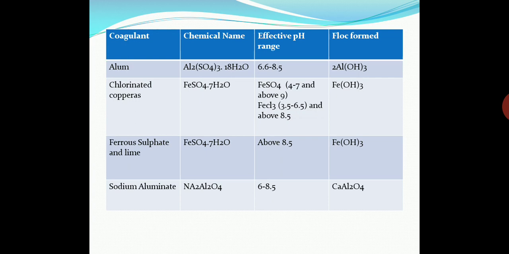The next coagulant we make use of is sodium aluminate. The chemical formula of sodium aluminate is Na2Al2O4. It is effective in the range of 6 to 8.5. The floc formed helps us to remove temporary and permanent hardness from water, and in this case we will have CaAl2O4 as the floc formed.